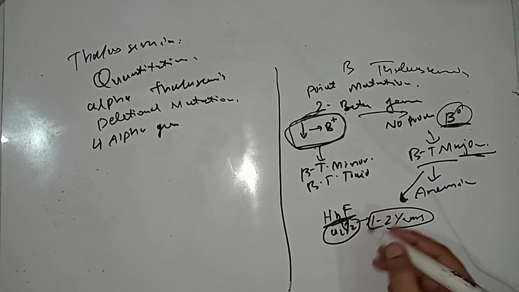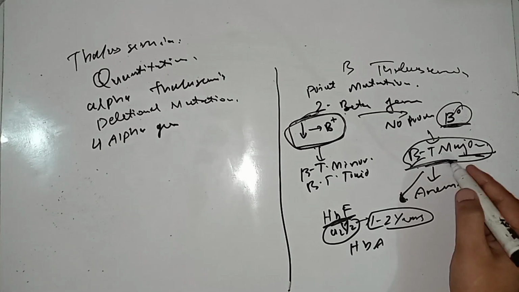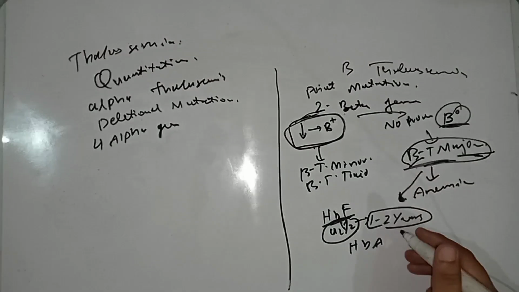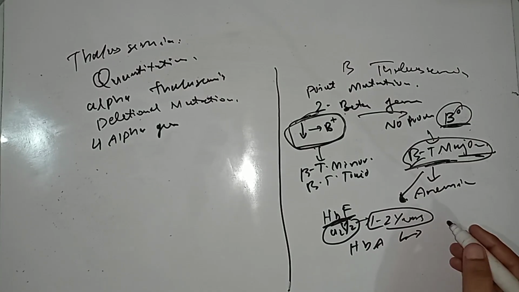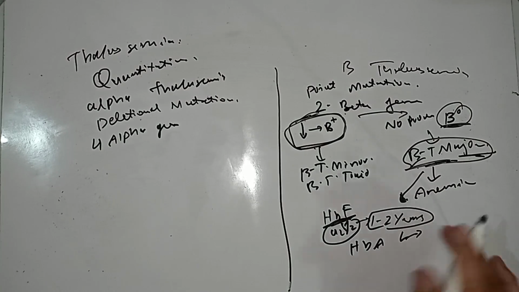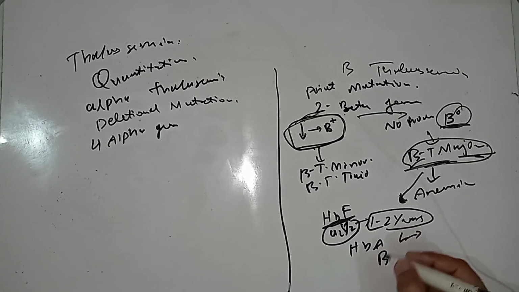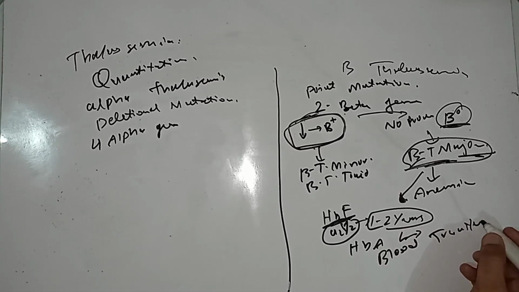Then to synthesize HbA, there are no beta globins. So there are no beta globins, and the patient becomes severely anemic. This patient also suffers skeletal changes due to extramedullary hematopoiesis, and they require lifelong blood transfusions, due to which hemosiderosis may occur due to iron overload.